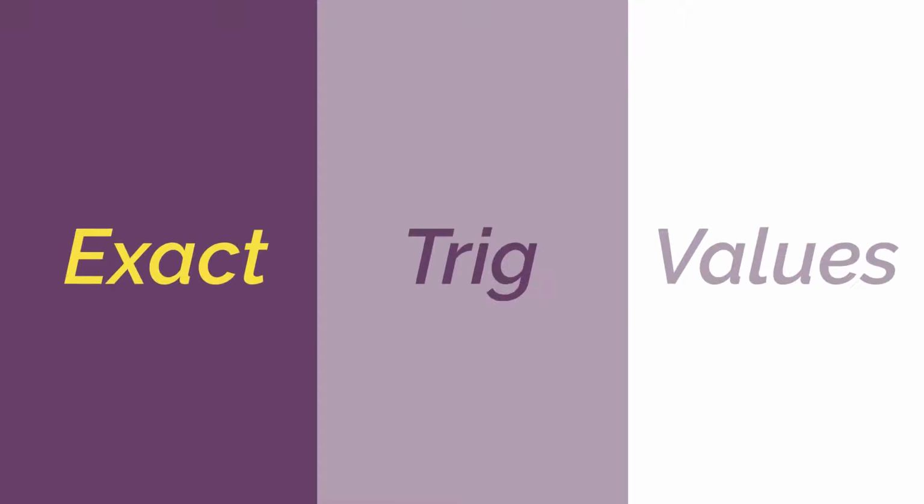Hi, I'm Lucy, and in this two-part video, I'm going to show you two different ways to easily remember some exact trig values. So there are some certain angles that have exact trig values that we just need to know. These are for 0 degrees, 30, 45, 60, and 90. They do carry on above 90, but we only need to worry about these ones.